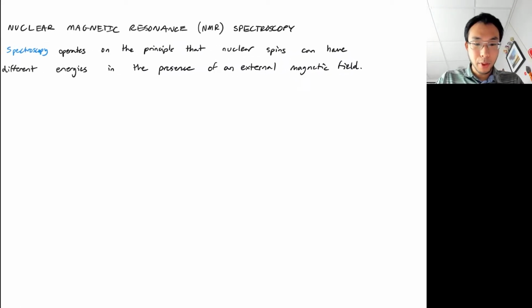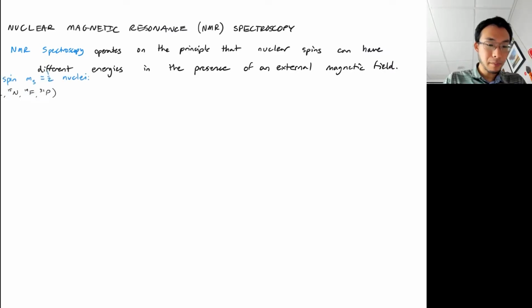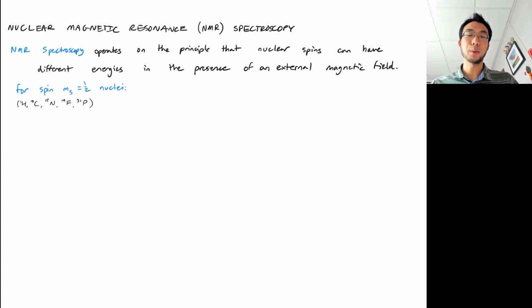The way NMR works is that it takes advantage of the fact that if you put nuclei in a large external magnetic field, they will have differing energies depending on whether their nuclear spins are pointed with the magnetic field or against the magnetic field. For the purposes of this class, we will think just about m equals 1/2 nuclei, so spin 1/2 nuclei. These are the most common elements that you'll see in organic molecules: hydrogen, carbon, nitrogen, fluorine, phosphorus. Take note that these are for specific isotopes. For example, carbon-13 has spin 1/2, but carbon-12 does not.